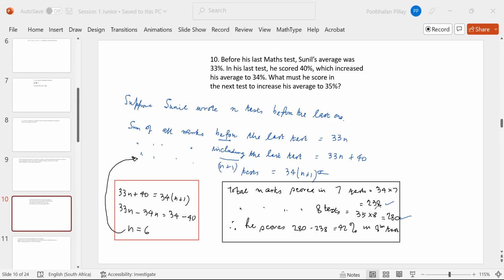The total of 7 tests is 238. Total of 8 tests is 280. So the 8th test, his score would have been 280 minus 238, which gives you 42%. So that is the score he has to make in the 8th test, or the next test, to increase his average to 35%, namely 42%.